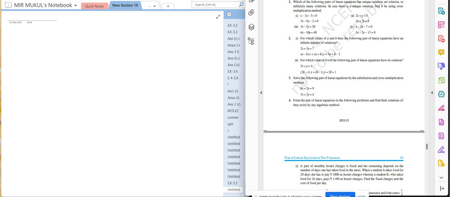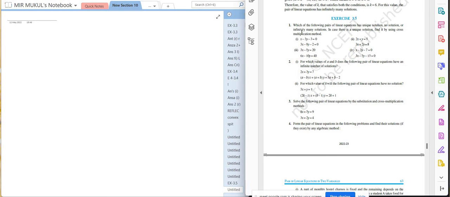Now read first question. Which of the following pair of linear equations has unique solution, no solution, or infinitely many solutions? In case there is a unique solution, find it by using cross multiplication method. It means first we have to check whether it has unique solution, infinitely many solutions, or no solution. So answer.